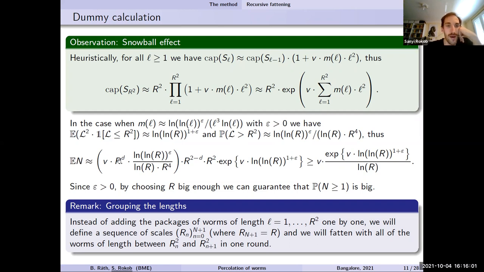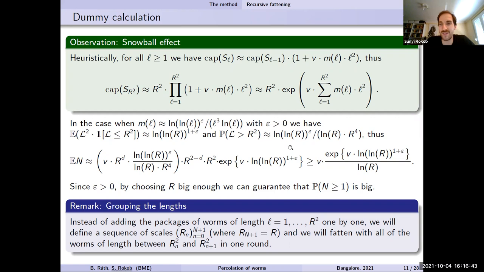we can compare this expected number of such worms that hit the already visited seed from the new box. Again, we can do the same calculation here, and given these approximations, we get a lower bound on this expectation, which can be made big choosing big R again. Hence, we can again guarantee that the probability that from the new box we will hit an old seed is big enough.